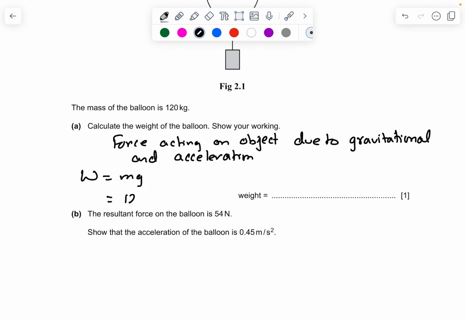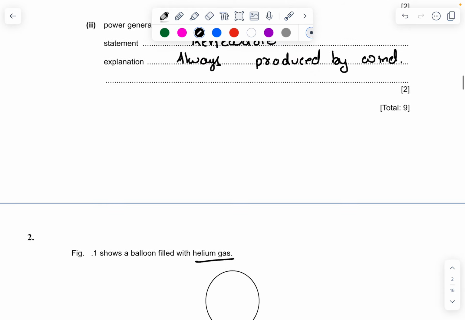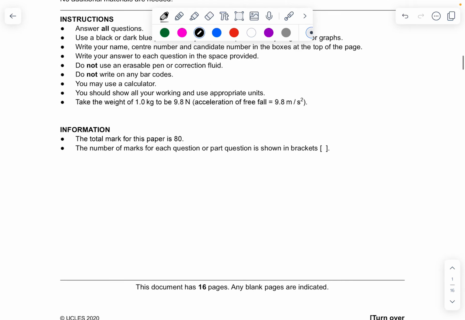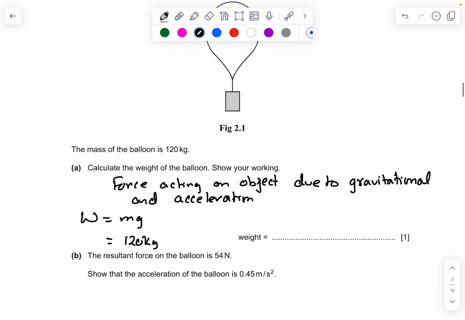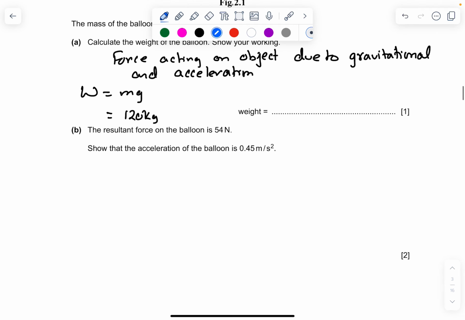So what is the mass? 120 kg. And g, what is the value of g? It is given in the instructions at the beginning of the question paper. We should be taking 9.8 meters per second squared. So I take 120 times 9.8 meters per second squared. It becomes 1176, but round it to three significant figures: 1200 newtons. Don't forget to write the units.